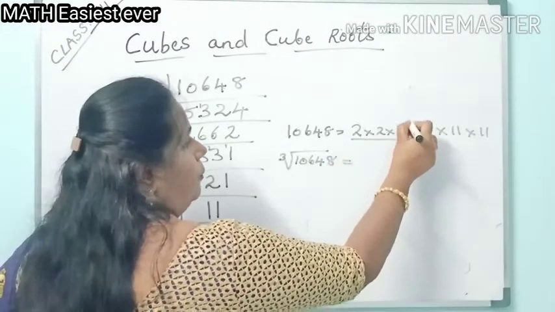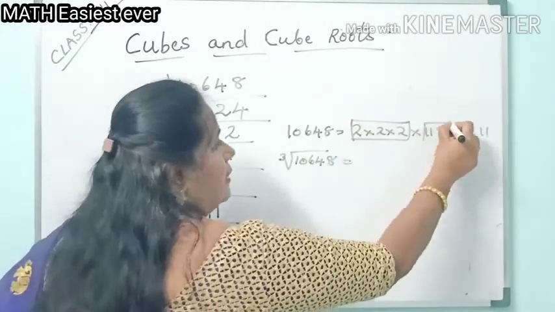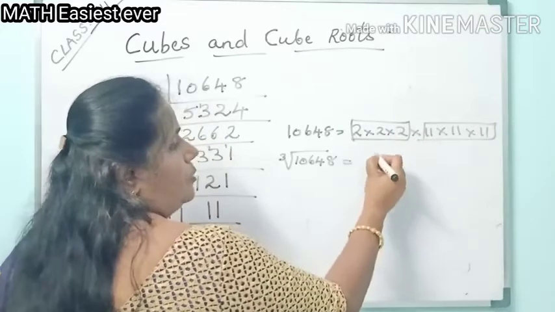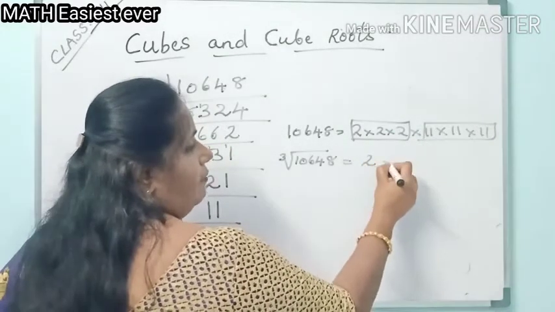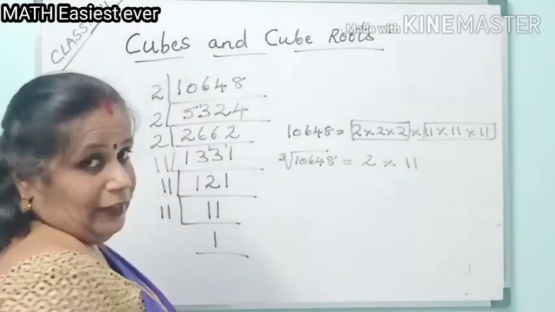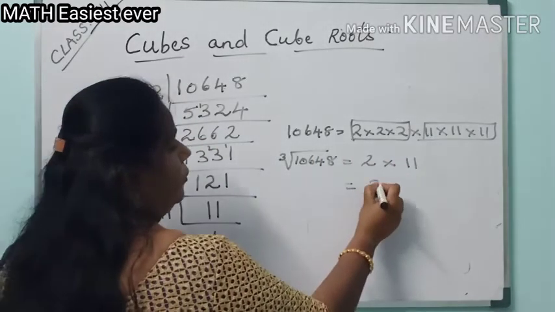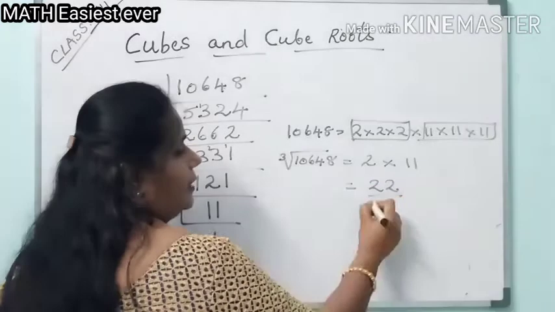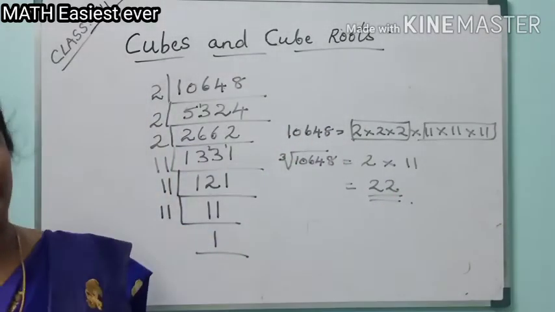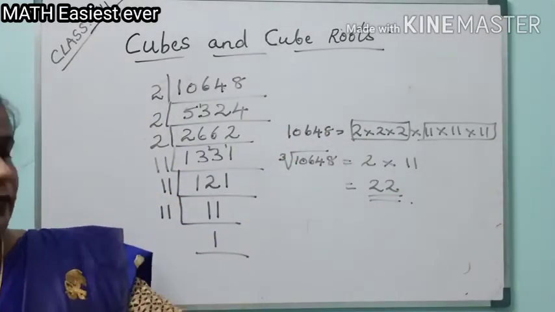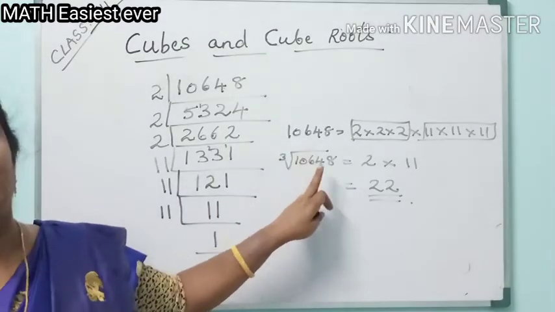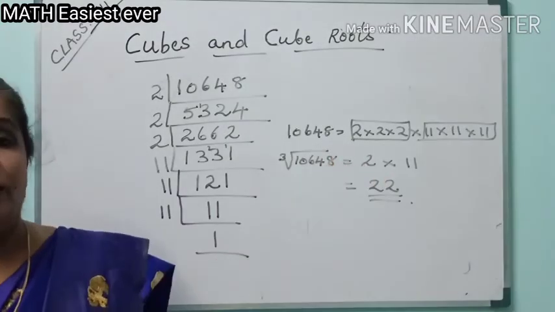So, what do you do here? 3 2s you group, you get one 2. 3 11s you group, you will get one 11. So 2 into 11, that is 22. So cube root of 10,648 is 22. That is 22 into 22 into 22. If you multiply, you get 10,648. Hope it's clear for you.